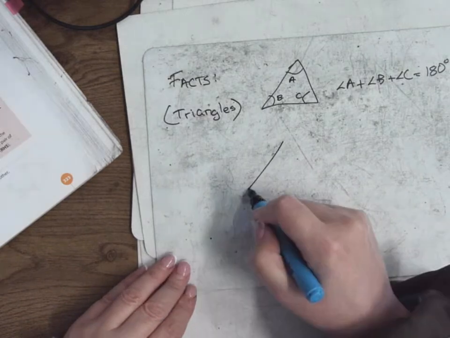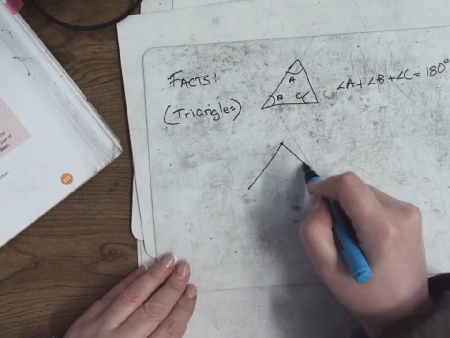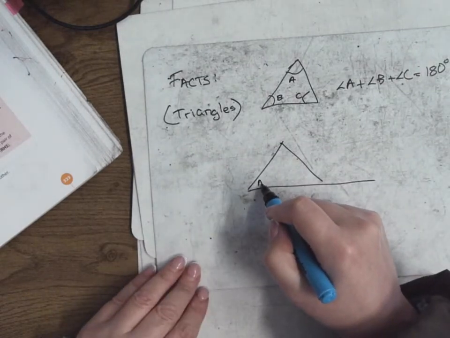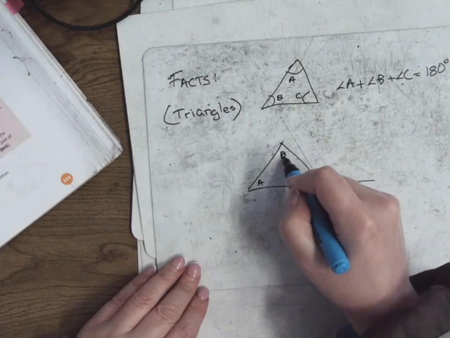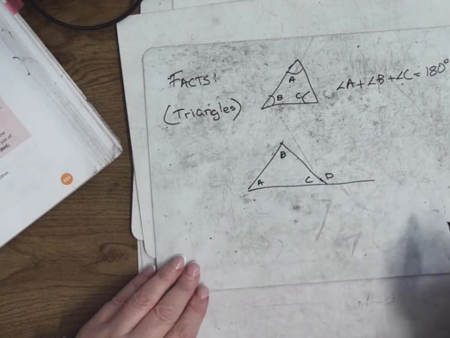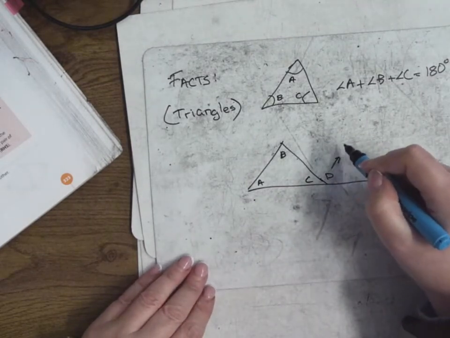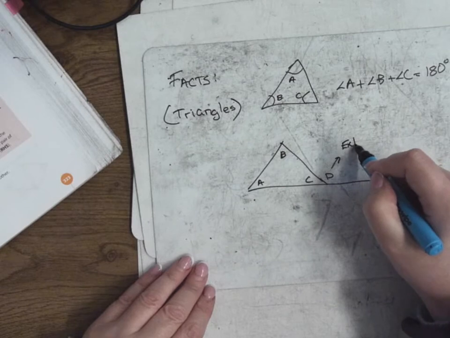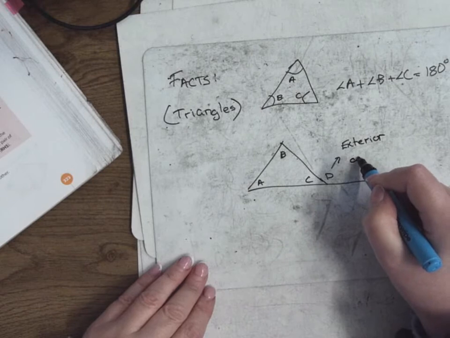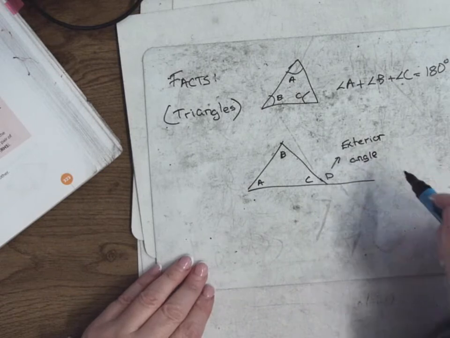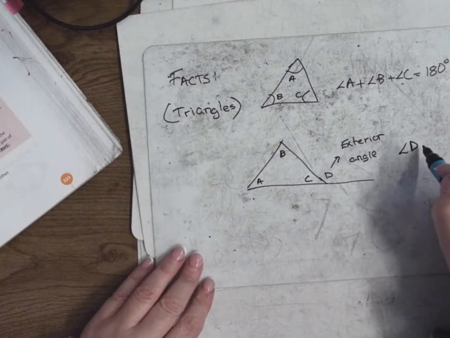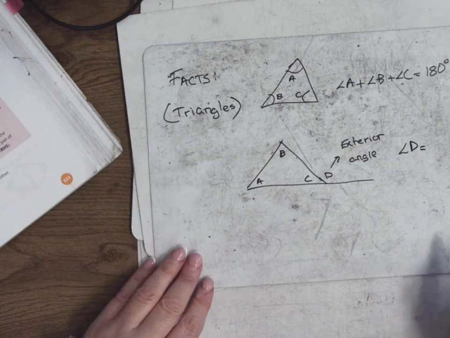Right? Exterior angle, which you'll get away without knowing, right? So if I call this A, this is angle B, this is angle C, and I made a new angle D by just extending one of the sides, right? That's called an exterior angle. Exterior means outside, so it's outside the triangle. So the exterior angle, the angle D, is equal to the sum of the two interior opposite angles. So angle D is A and B added together.